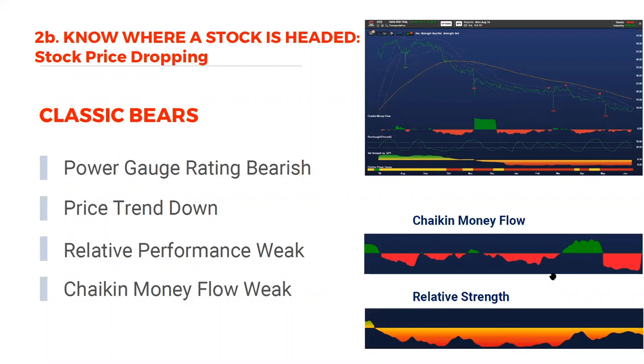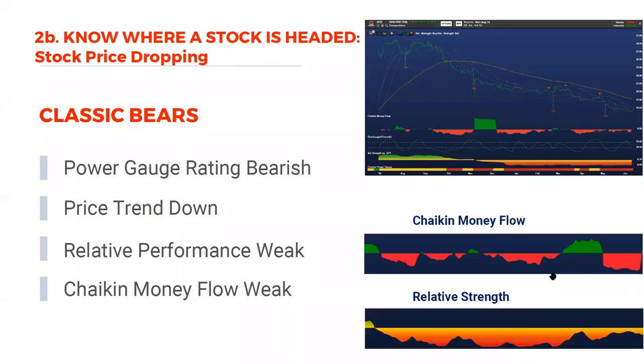Then relative performance weak. Just like Sandy mentioned earlier, you want strong relative performance when you're looking at buying. If you're looking at shorting or getting a put or playing the downside, you want weak relative performance. You want something that is underperforming the S&P 500, that's lagging it, that's doing less than the average. The S&P is an average, so we want stuff that is below average, things that the market doesn't really like.